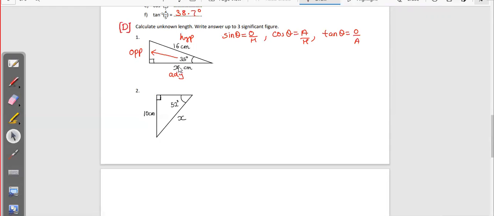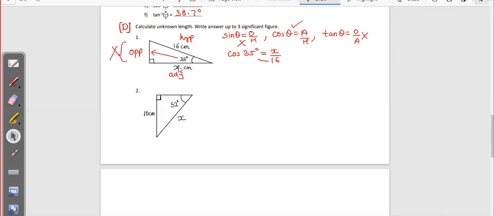But if you see this question, the opposite value is not given to us. We don't have any value for the opposite. So we neglect the opposite side. The sine theta formula contains the opposite, so we will neglect this formula. And the tan theta formula also contains the opposite side, so we'll neglect this formula. So the formula we are going to use is only cos theta. So let us write cos theta. Theta means the angle 35 degrees in this question, equals adjacent side x over hypotenuse side 16.